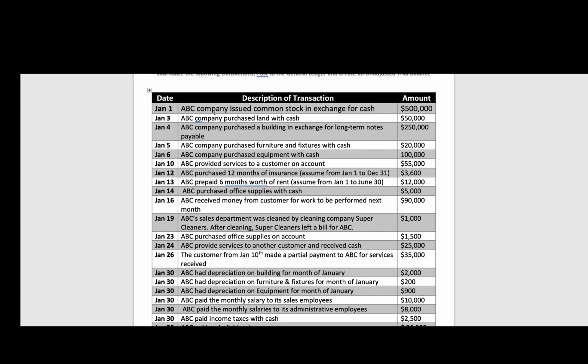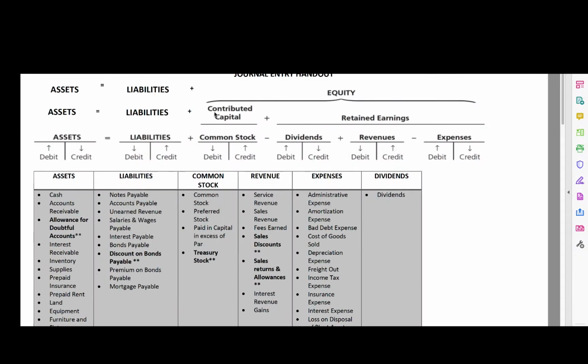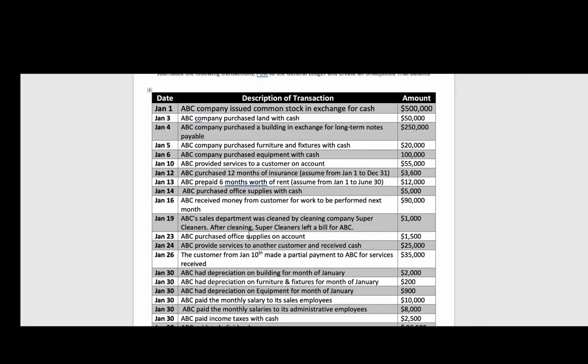So I like to make sure that I have this journal entry handout by my side when I'm doing journal entries. It's very important to use this based on the knowledge that we learn. All right, so here it says ABC Company issued common stock in exchange for cash. So what's being exchanged? ABC Company is giving common stock and ABC Company is receiving cash, right? So they're getting cash, they're giving common stock.